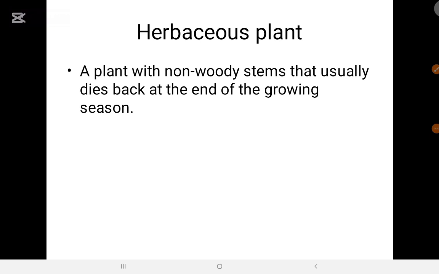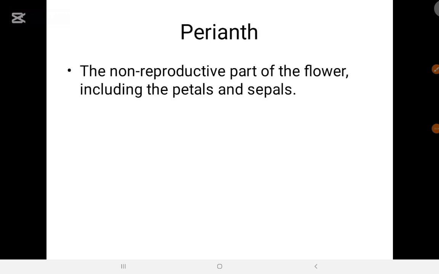So we have a herbaceous plant. It's just a plant with non-woody stems, and usually dies back at the end of the growing season. Then we have the perianth. Now, the word peri, we said, means what? Outside, or surrounding, or around, basically. In fact, the word I used was actually around, right?